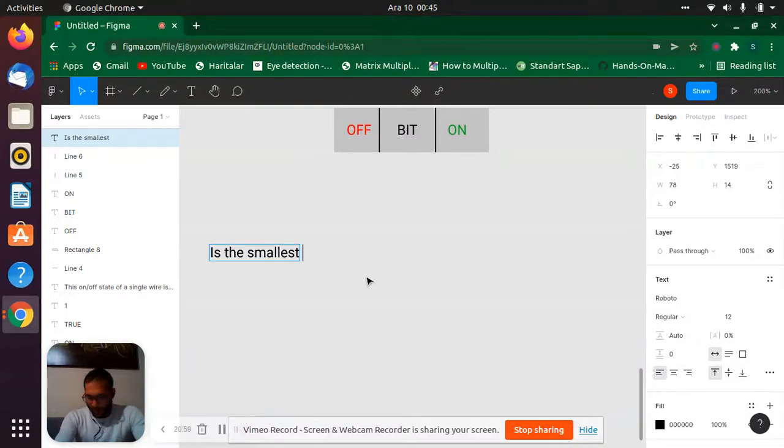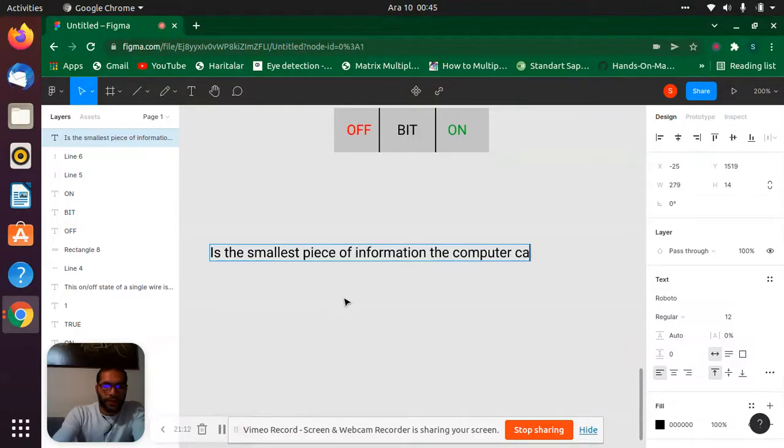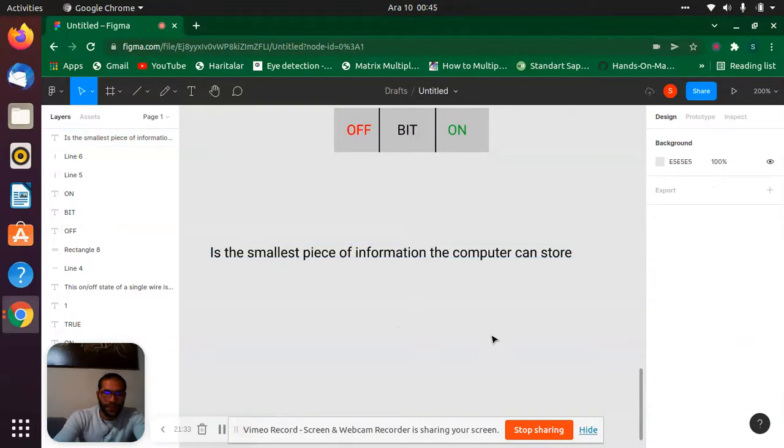It is the smallest piece of information the computer can store. So a computer can store off or on. A computer can store one or zero. A computer can store true or false. This is information, guys. This is just information, one piece of information. So now I will come down.